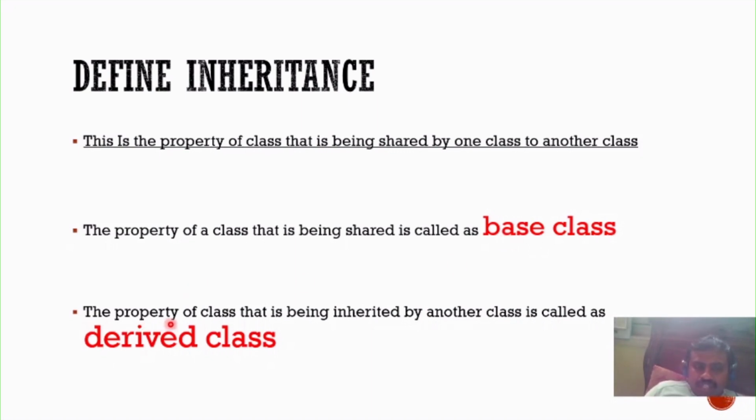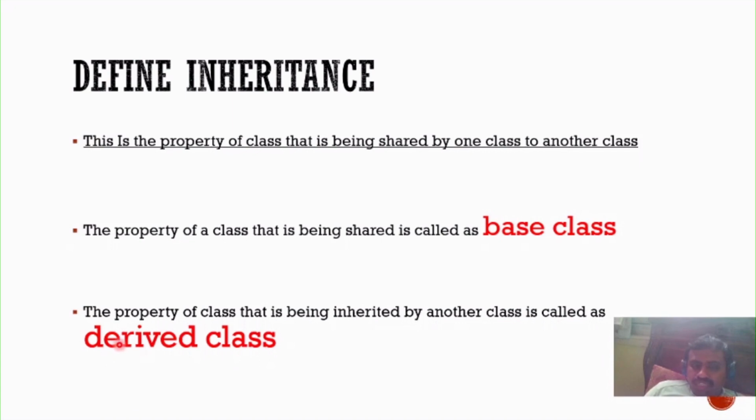And a class that inherits the property of another class is called a derived class. Here, derived class means a class which is going to copy or use the properties, characteristics or features of another class. It is called a derived class.